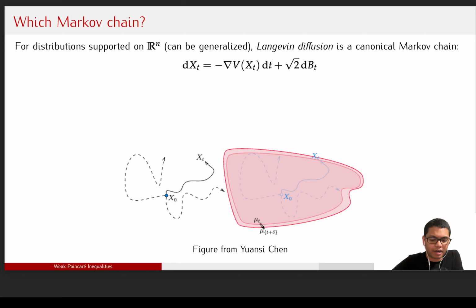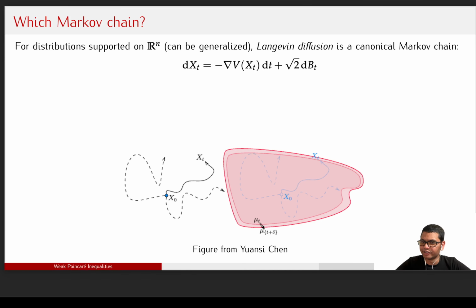So here I can describe the chain via what it does when you're at some point xt. What does a single random step look like? Okay, so you compute the gradient of the Hamiltonian at the point xt. Now walk a tiny bit in the direction of the gradient. That's what the minus gradient of V of xt dt term is telling you to do. And then add a little bit of Gaussian noise. And that's what the square root 2 dBt term is telling you to do.